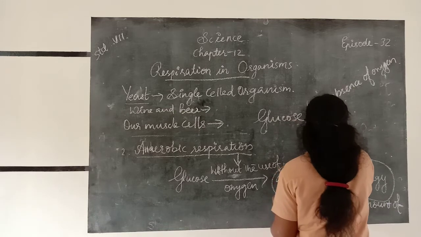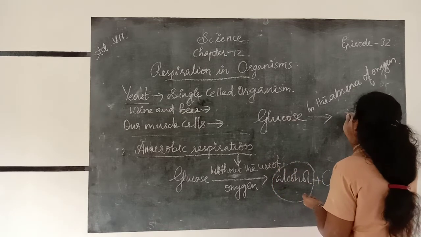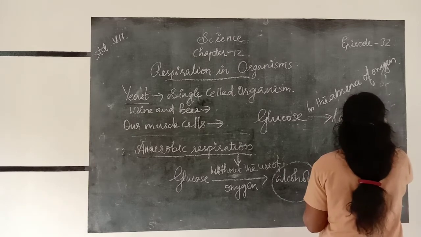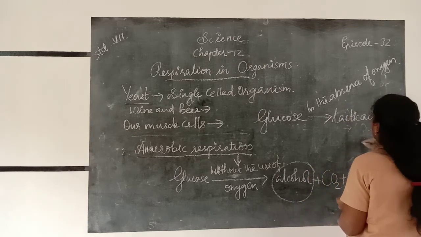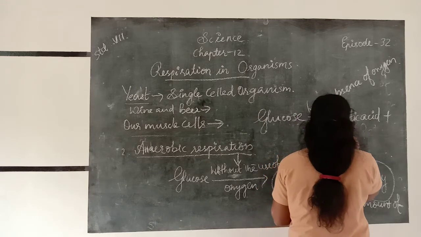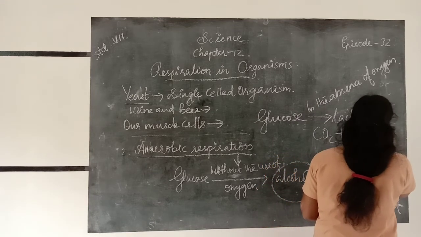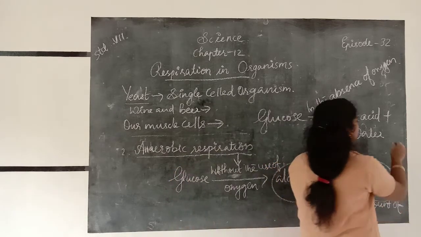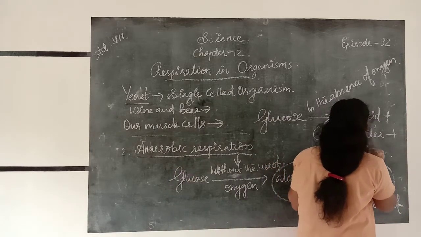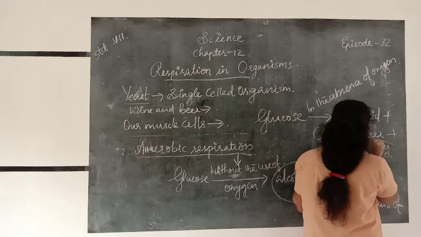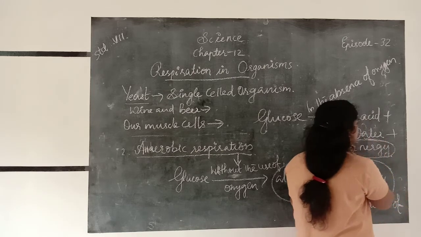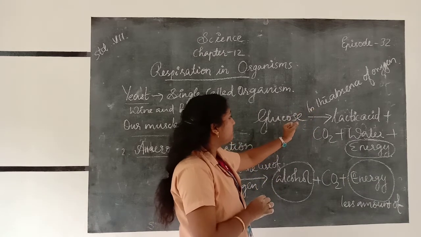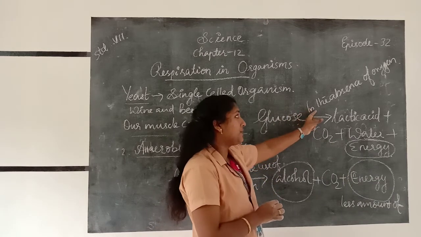The glucose breaks down and releases what? Lactic acid. Lactic acid, then carbon dioxide, then water. Carbon dioxide, lactic acid, water plus energy. Very little energy is released during the breakdown of glucose in the absence of oxygen.